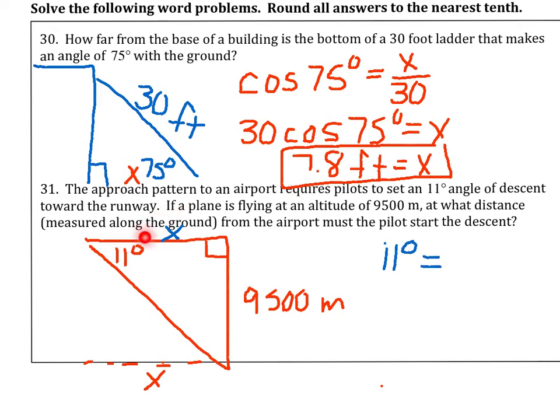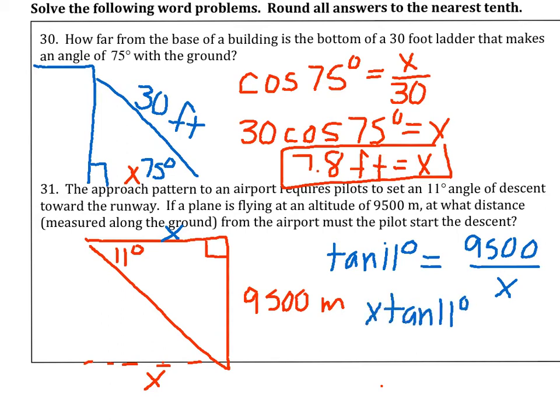Now looking, this would be the adjacent and this is the opposite. So I'm going to be using tangent of 11 degrees equals 9,500 divided by x. Some of you may have chosen to use cotangent instead, which is fine. When I multiply both sides by x, I get x times the tan of 11 is 9,500. So then I need to divide both sides by tangent of 11 degrees.